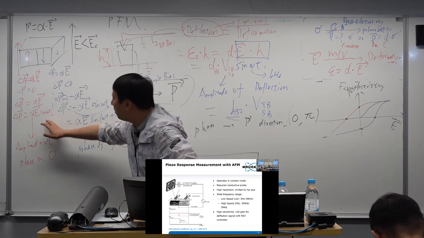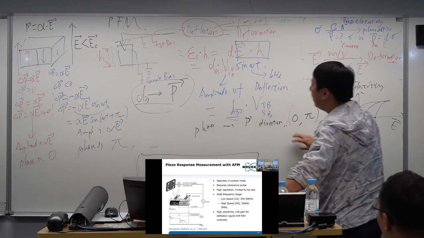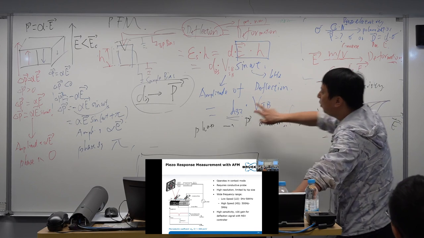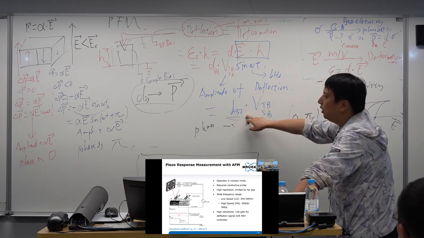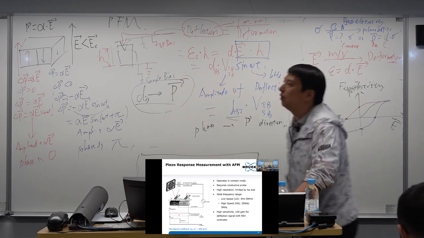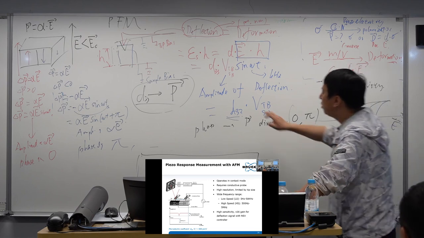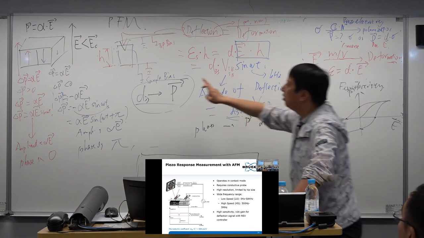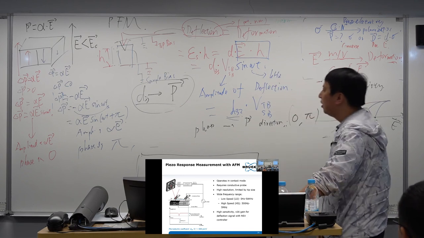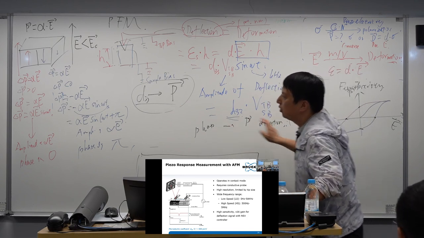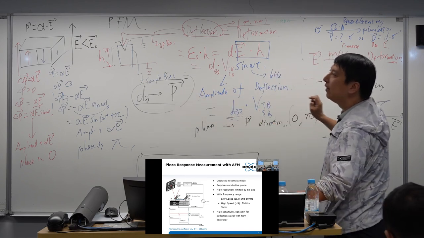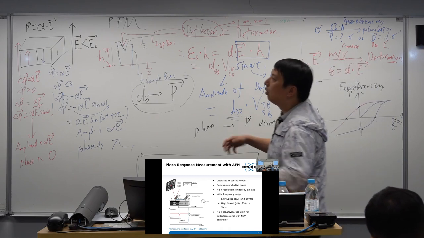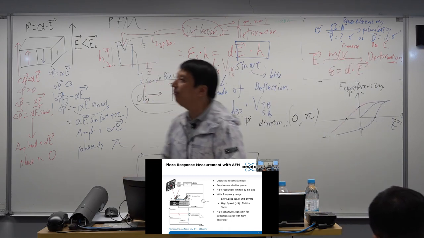So we accept this. When we study the D33, we can understand the polarization. We know the value of the D33, we know the value of the polarization. We know the phase, we know the direction of the polarization. That's the total idea of the PFM.